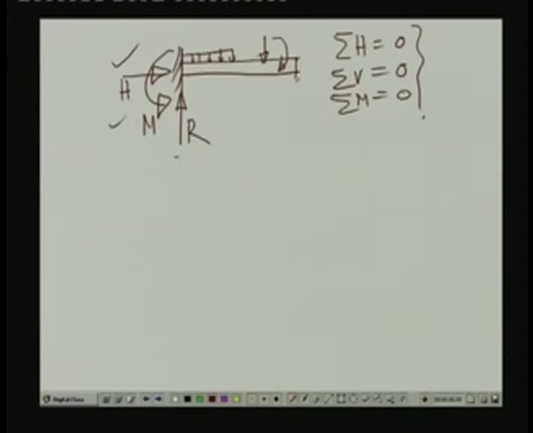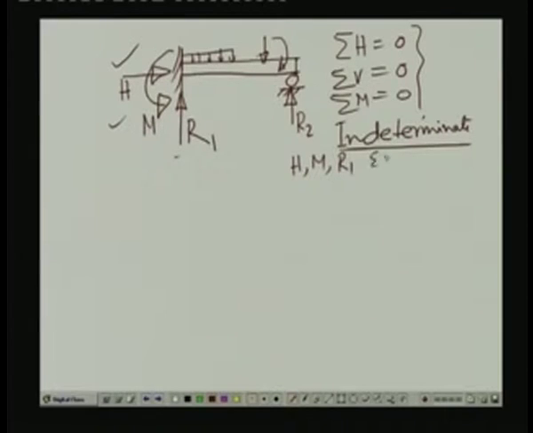Now, supposing I introduce a roller at this particular end, and thereby we introduce another reactive force at this end. Let us call this R1 and this R2. As soon as we do this, this particular beam becomes indeterminate. It is no longer determinate. The reason is that we have 4 unknown reactions, which are H, M, R1 and R2. So, there are 4 unknown reactive forces and we have only 3 equations of statics. Hence, this particular system is statically indeterminate.